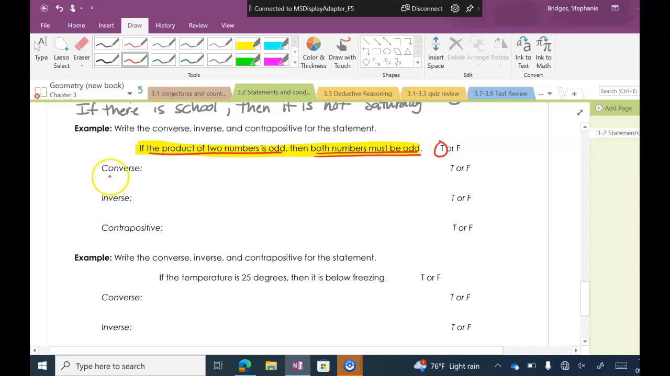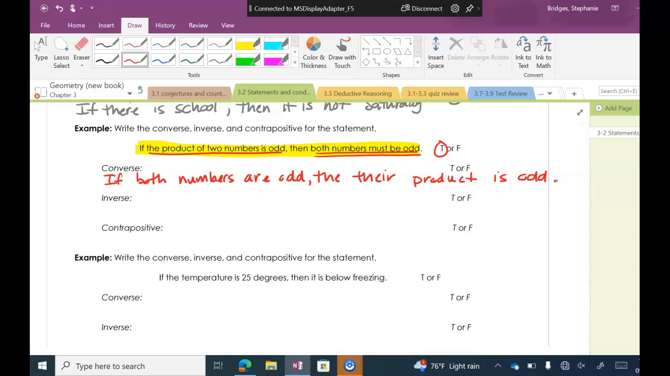So for the converse, I'm going to switch it. So if both numbers are odd, you see how I can change a word here and there to make it make sense when you're writing it? So if both numbers are odd, then their product is odd. Do you see how I just switched those two around? Is that going to be true or false? True.